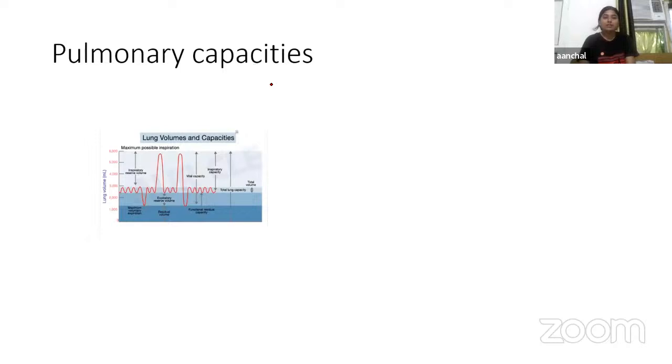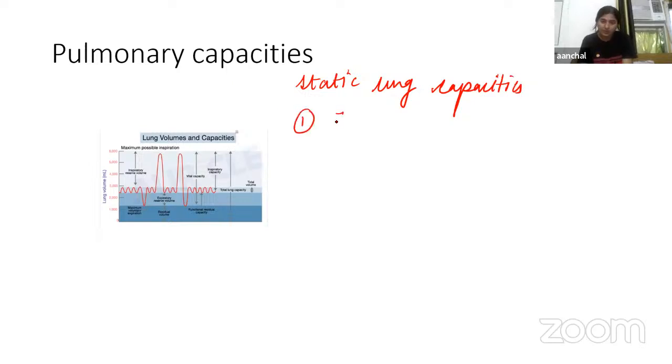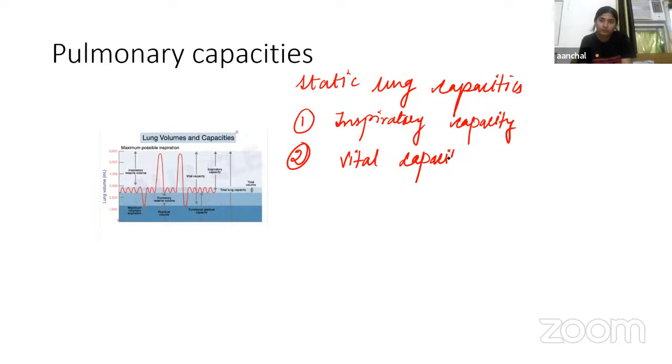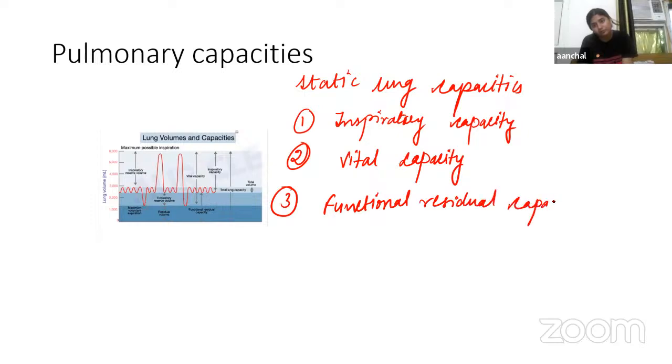Next, we have the pulmonary capacities or lung capacities. When we talk about the lung capacities, in static lung capacities we have inspiratory capacity, then vital capacity, then functional residual capacity, then total lung capacity. Now, one by one, we're going to discuss each of them.